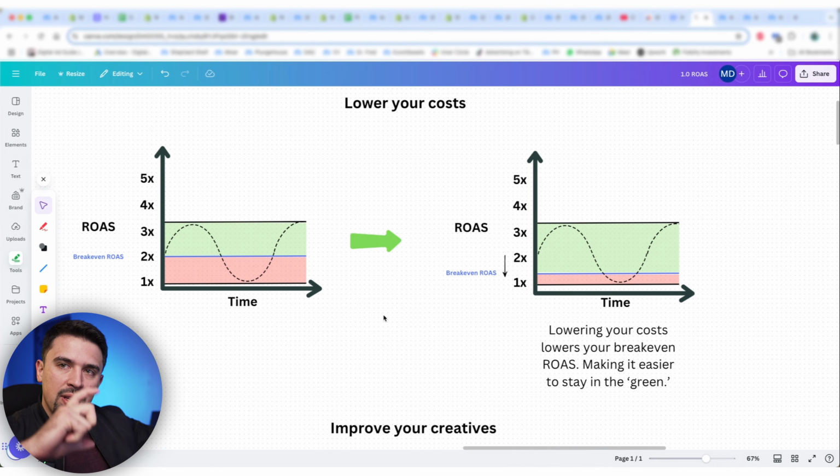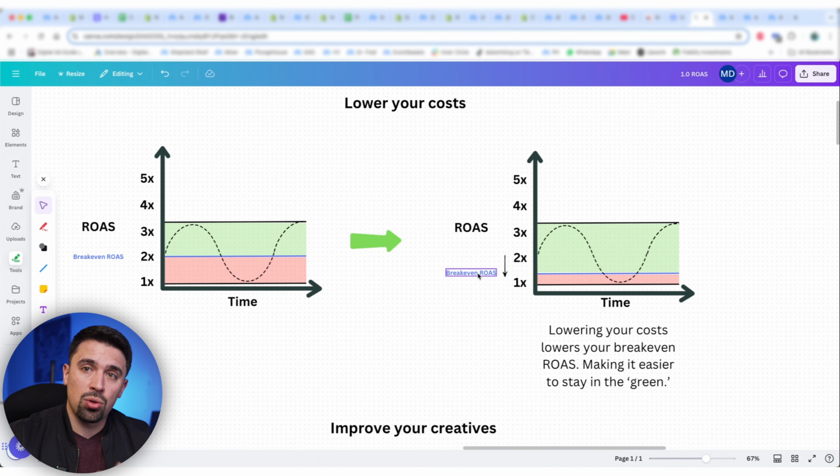How can we either move the fluctuation upwards or shift down our break-even, right? So here's an example where, let's say you lower your costs. You lower your shipping costs or your production costs, and now it's cheaper for you to source and ship a product to a customer. Well, what does that do? That lowers your break-even return on ad spend.